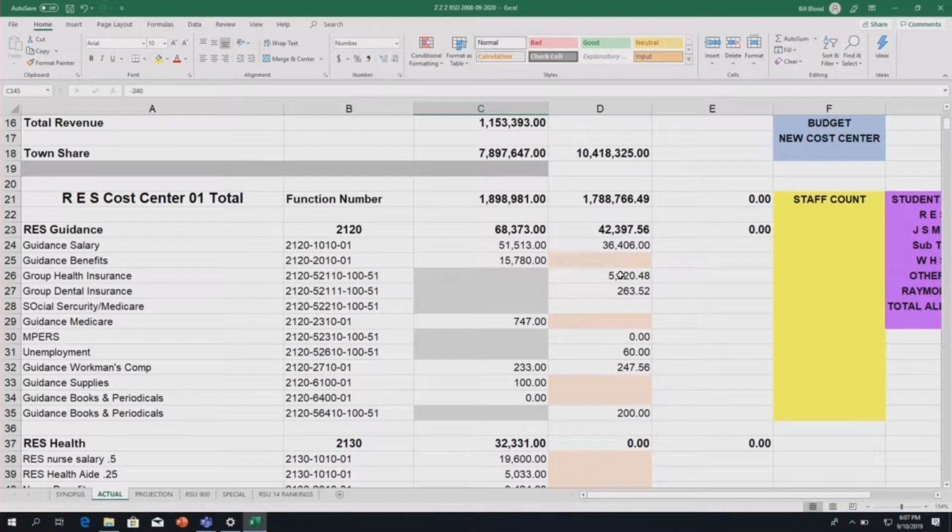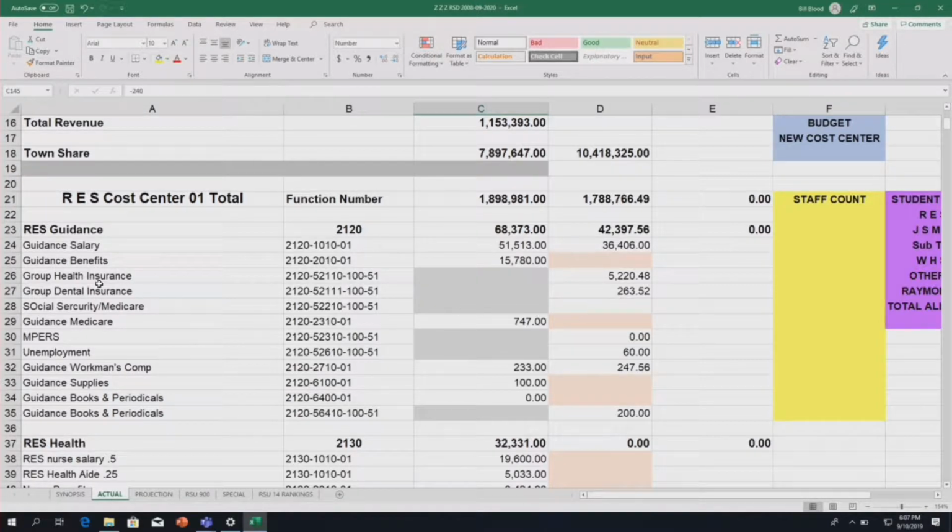This orange category is numbers that appeared in 08 but do not appear in 20. This is the benefits. In 08 they were lumped. In 19 and 20 they were broken out: PERS, unemployment, health, dental, et cetera. There are about 9 different categories they use for benefits. These categories here, the gray ones, were not in 08, but they do appear in 19 and 20 in that budget. So those need to be looked at too.